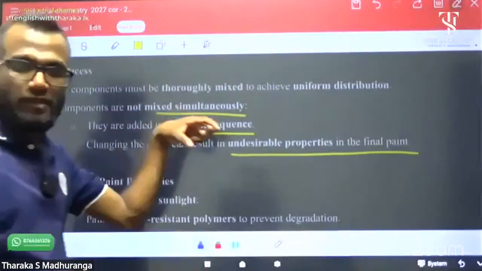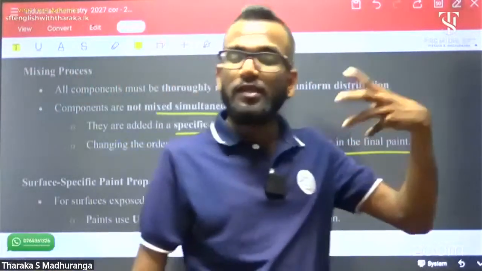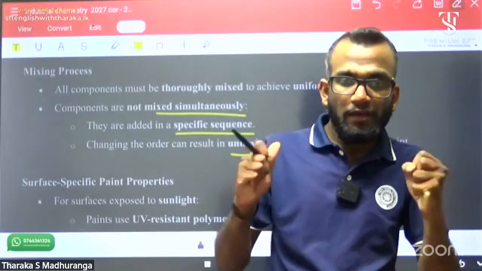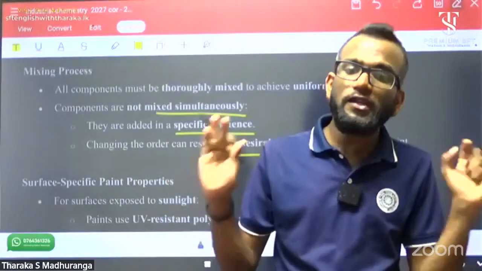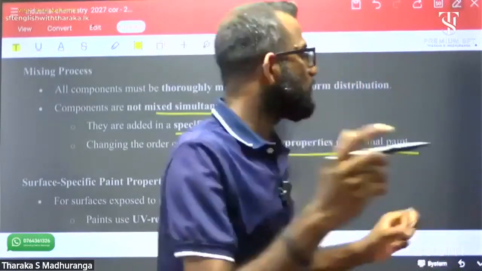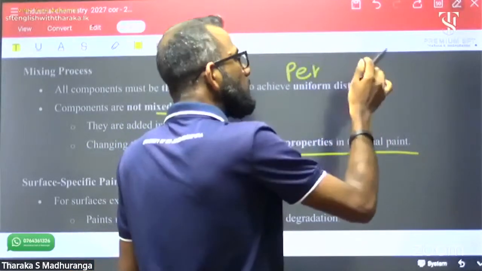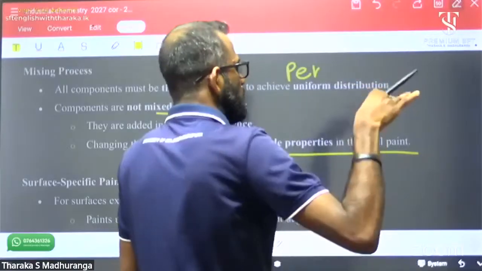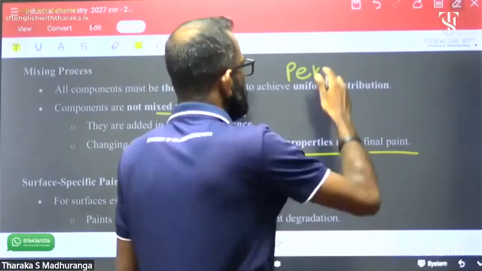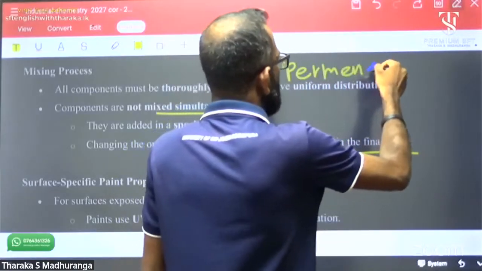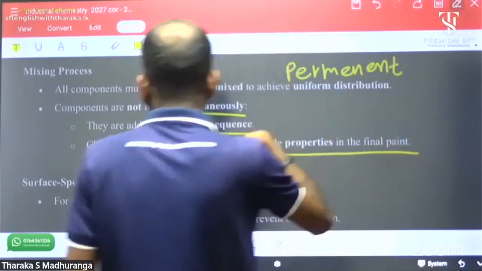In this mixing process, thoroughly mixing in a uniform way, a permanent uniform way, is very important. It should be permanent uniform distribution. Permanent. With time, in storage, it cannot separate. If it separates, it fails. Permanent distribution, uniform distribution is compulsory.